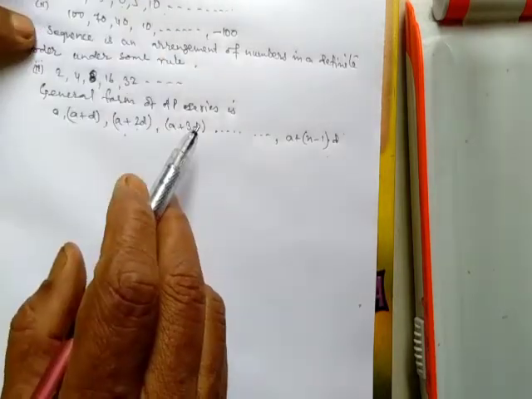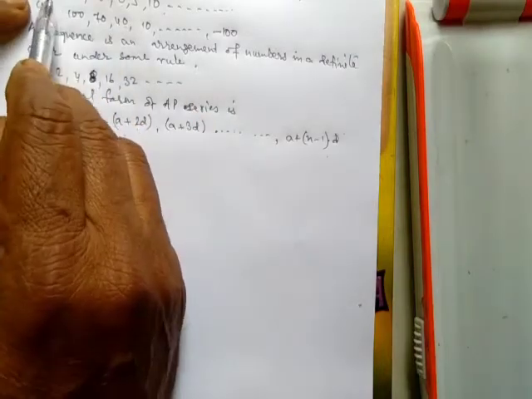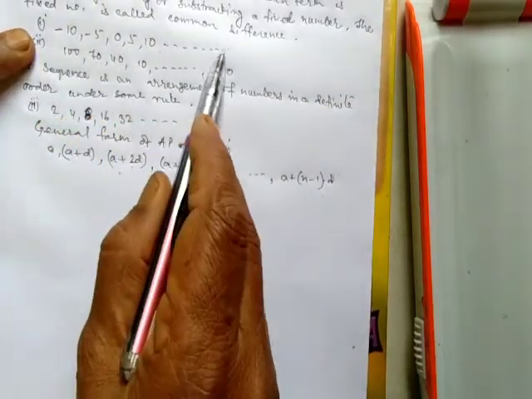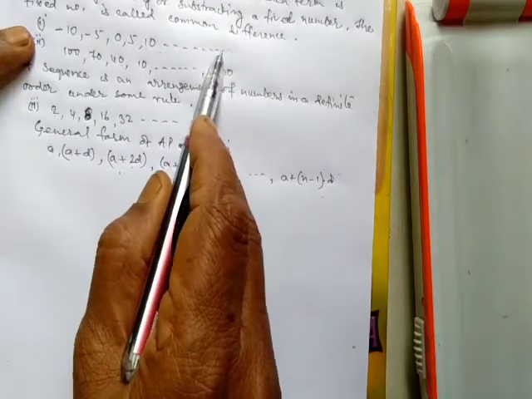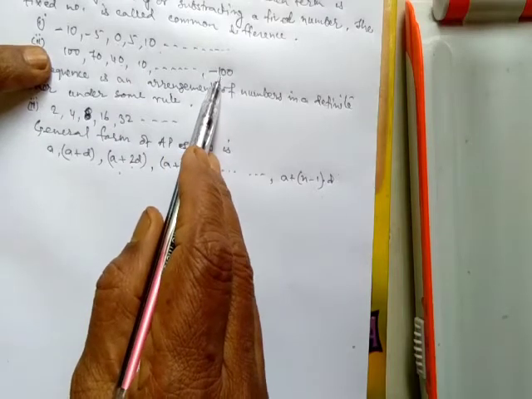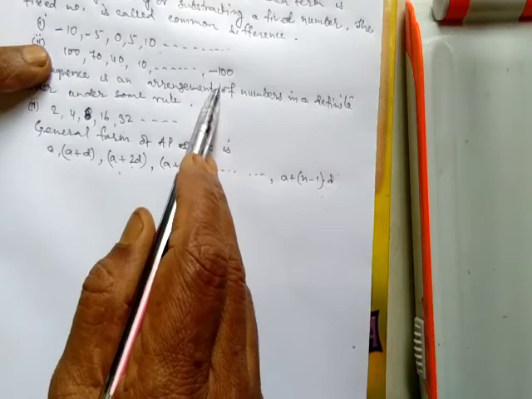Arithmetic progression is of two types. One is finite and another one is infinite. See, Roman number 1, the example I have taken here, has dots going on. This is going up to infinity, whereas this is finite. Its last term is minus 100.